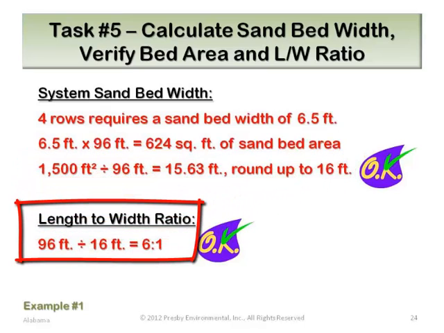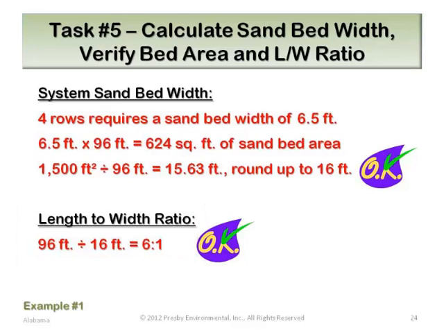Next, we need to make sure our length to width ratio is acceptable. Taking the 96-foot long sand bed divided by the 16-foot sand bed width gives us an exact length to width ratio of 6:1, which satisfies the minimum requirement from Table A. If it hadn't, we would have had to go back and select a longer row length and recalculate the sand bed width. Let's have a look at an illustration of this design.